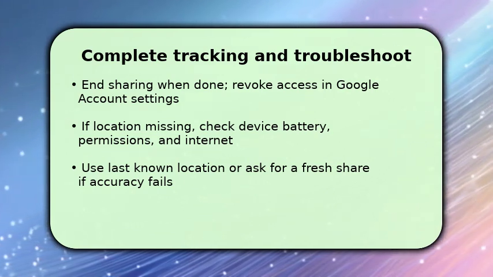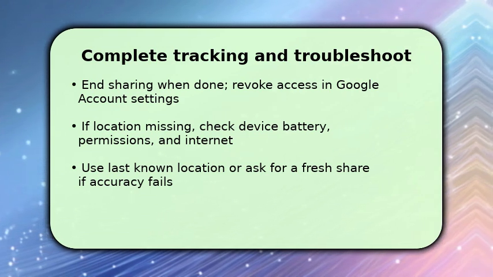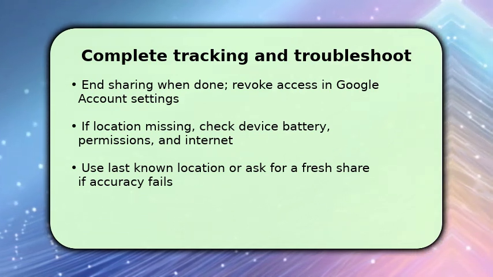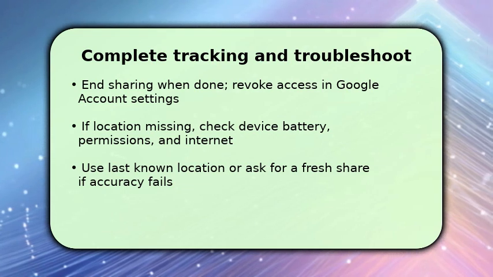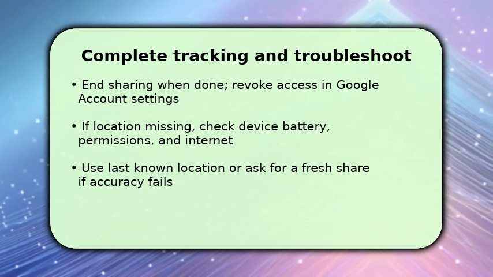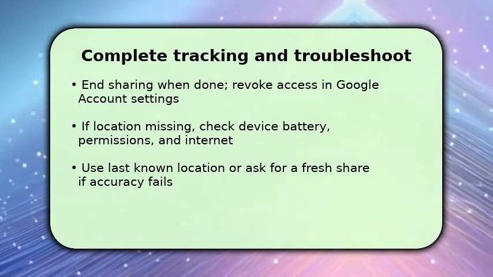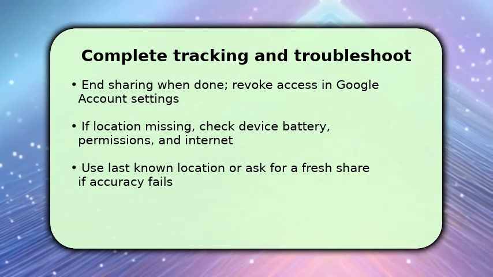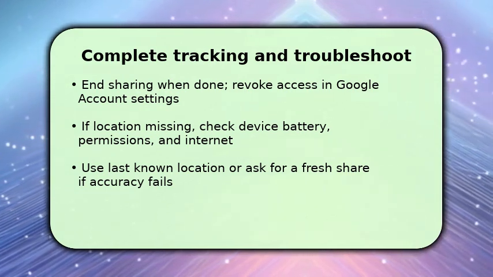If the map shows no position, first confirm the target device has battery, location enabled, and a working internet connection. Ask them to open Maps to refresh. If accuracy is poor, switch to high accuracy mode in device location settings or request a new share. One troubleshooting tip: restart.